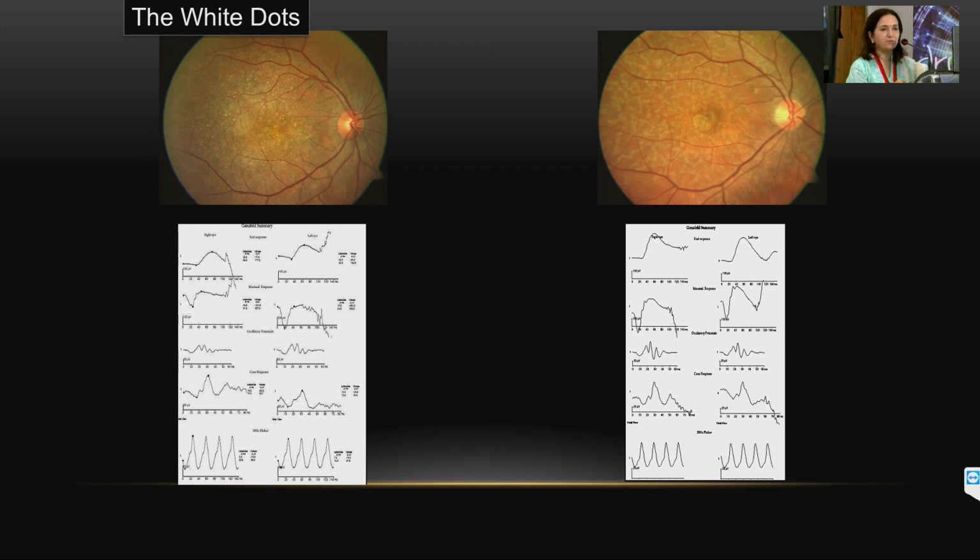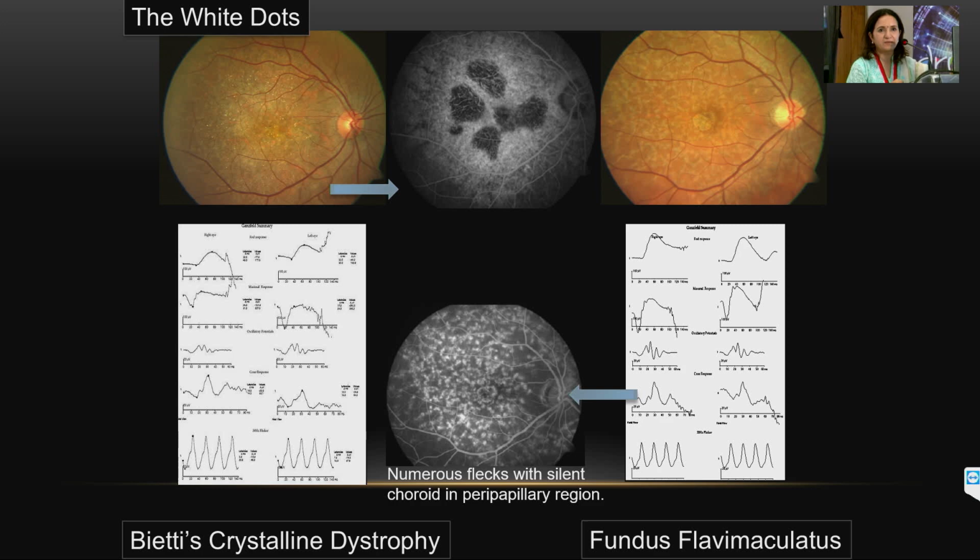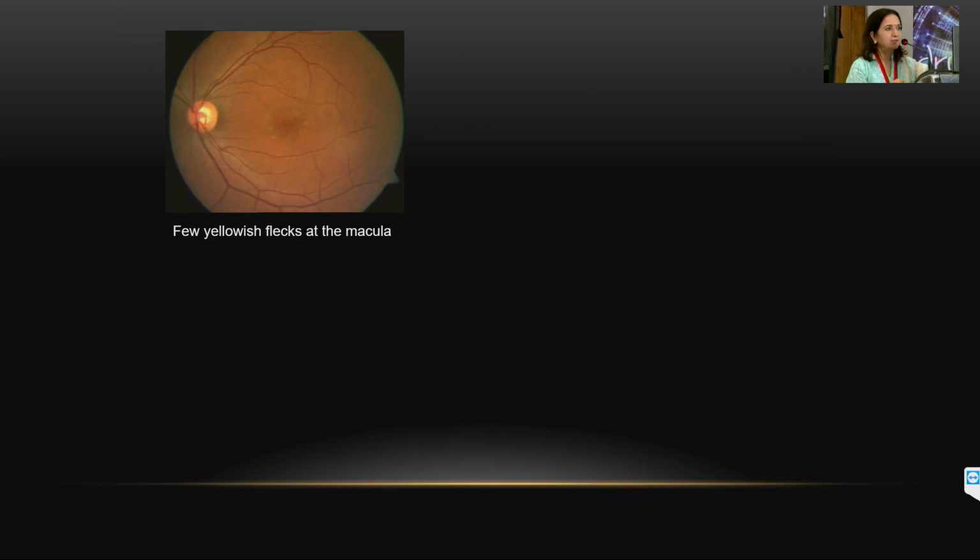So this is how you image it and you do your ERGs, but sometimes you don't get an answer all the time on just a photograph. So you see white dots, but more or less the ERGs are looking similar. You do an FFA and you see that the fundus on the right has these well-defined areas of choriocapillaris loss, and on the left is plenty of flecks. So here the first case on the left is your Bietti's crystalline dystrophy, and on the right is fundus flavimaculatus. So the imaging and ERG put together actually gives you the diagnosis.